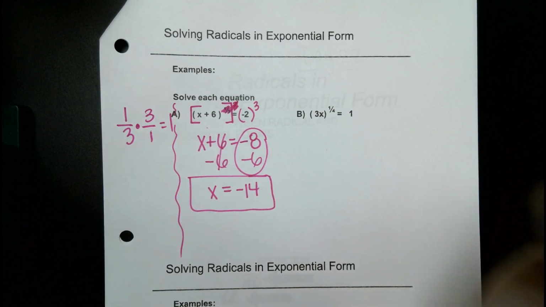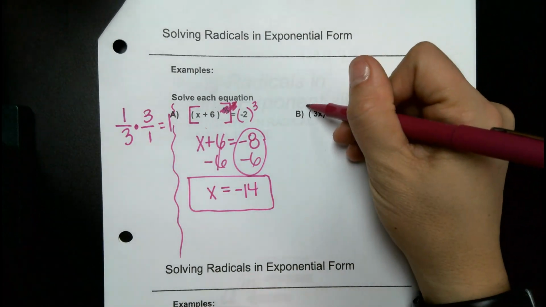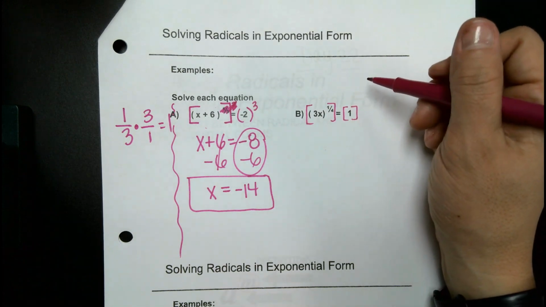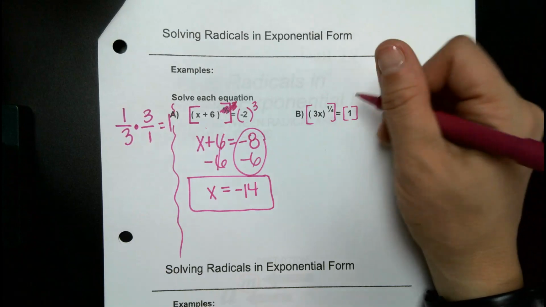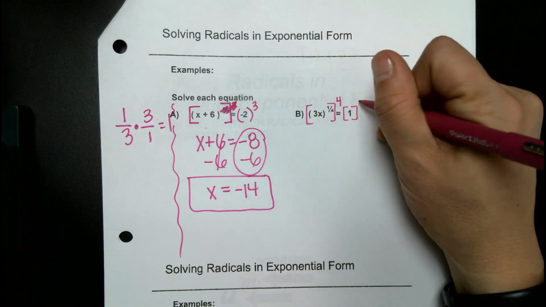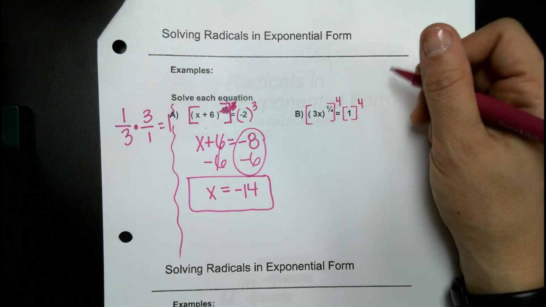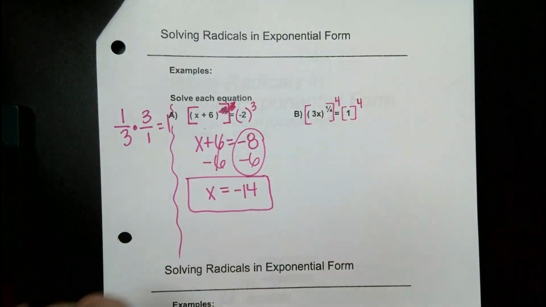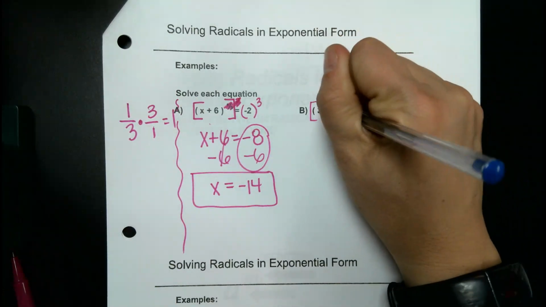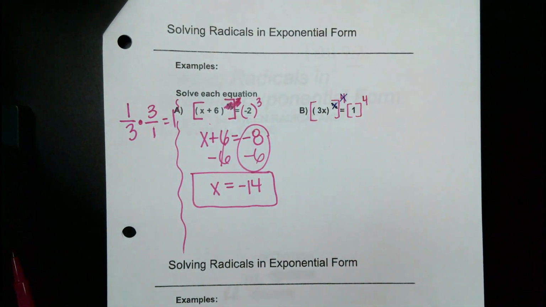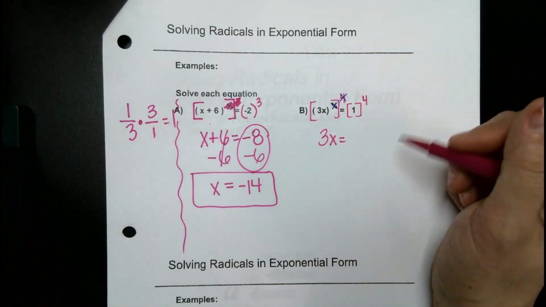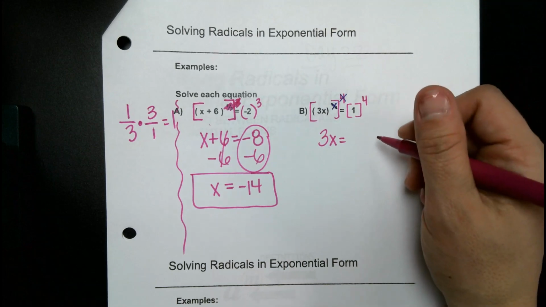Then for letter B, if this is raised to the 1/4 power, what power would I raise it to cancel it out? The 4th power? Yep. And if I raise the left side to the 4th, I'm raising the right side to the 4th. So if you guys look up here, this 4th power cancels the 1/4 power. Those are gone. So on the left-hand side, we just have the 3x. And on the right-hand side, 1 to any power.